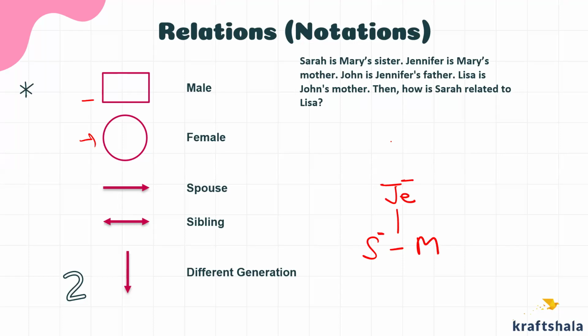Now John is Jennifer's father, so John will come here. His gender is also known, so write plus here. Lisa is John's mother, so Lisa will come here. John's mother, gender is known, minus here.